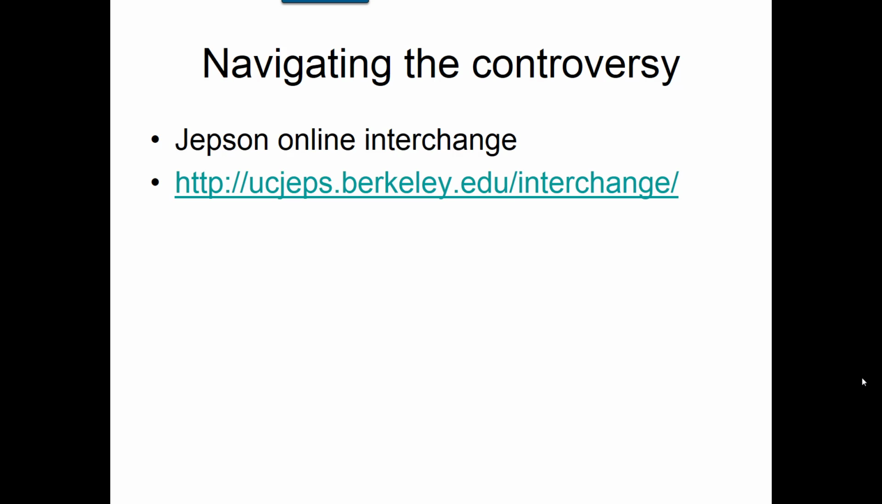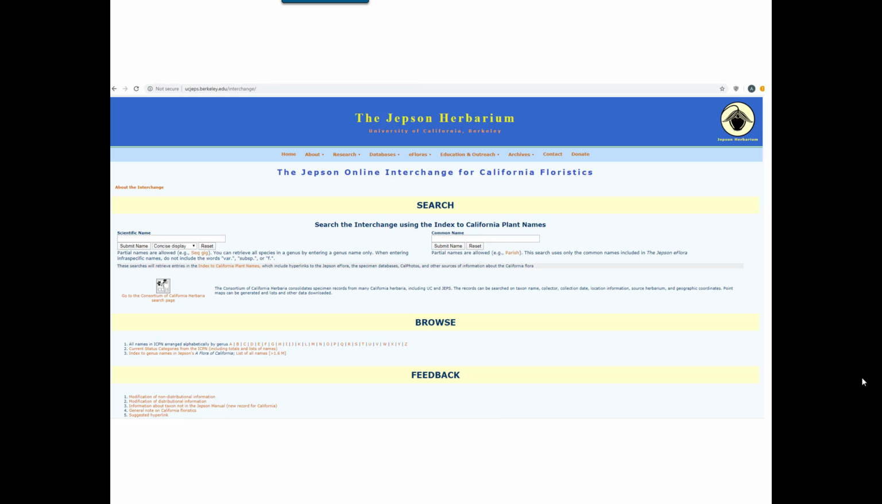You can navigate the controversy by going to the Jepson Online Interchange. And this is the website for the Jepson Online Interchange. You can also Google it and click on the link. This is a resource that's been put together by the UC Jepson Herbarium at Berkeley. And when you click on the link, you'll come to a page that looks like this. Right here, you can type in a scientific name.